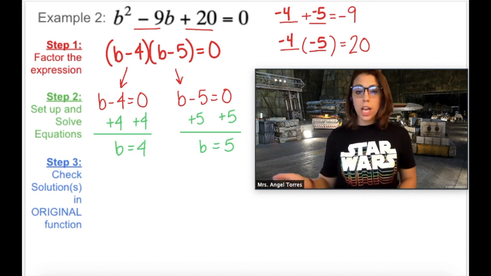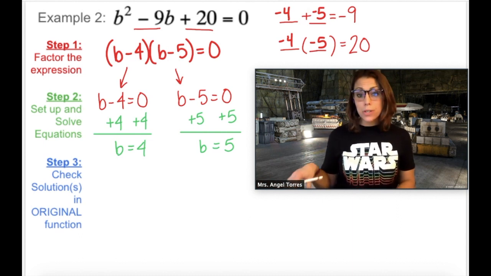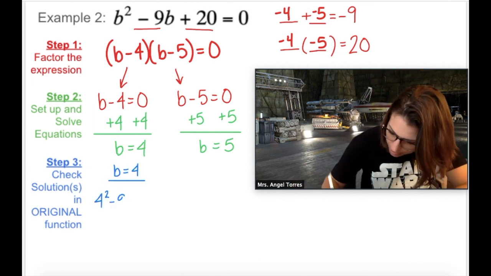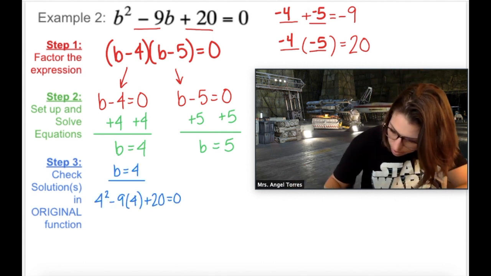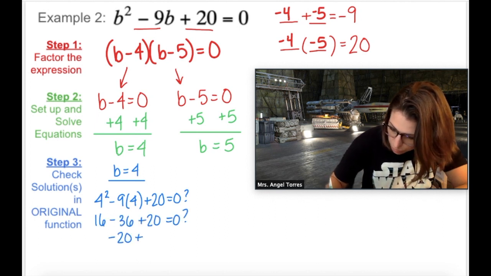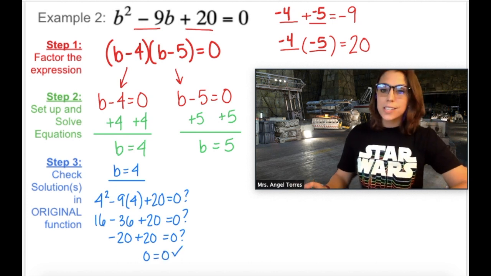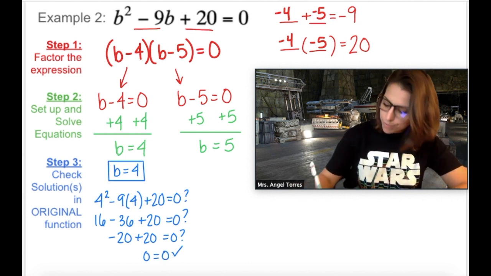So now I'm going to check both of these in the original standard form function, starting with 4. 4 squared minus 9 times 4 plus 20 equals 0. That's 16 minus 36 plus 20 equals 0. That's -20 plus 20 equals 0. And 0 equals 0, meaning that 4 is a solution. Now let's check 5.